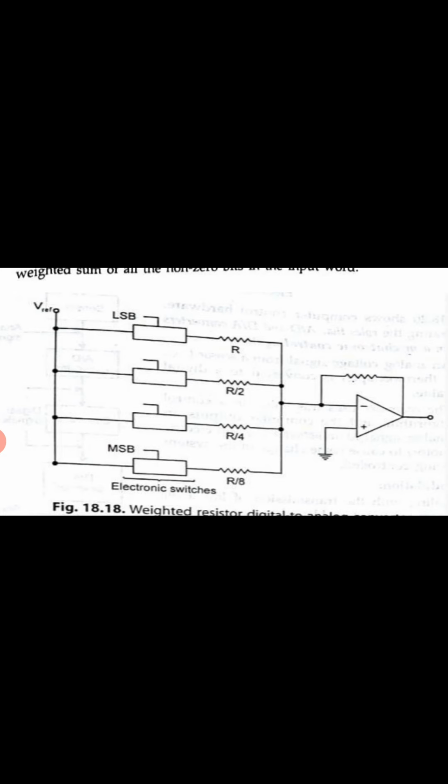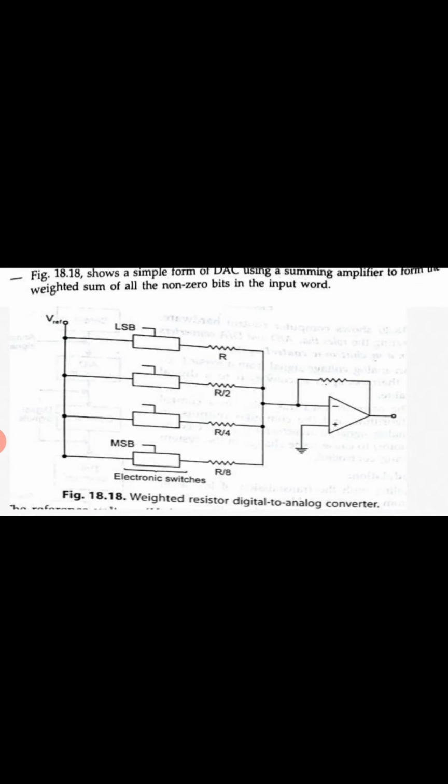For example, for MSB 1000, the MSB is turned on, and whatever voltage is there goes to the comparator. If it is 101, the electronic switch for MSB is on, and in between R by 4 will not activate because it is 0, while R by 2 will be activated. Like that the input is given in digital form, and it is converted to analog form.